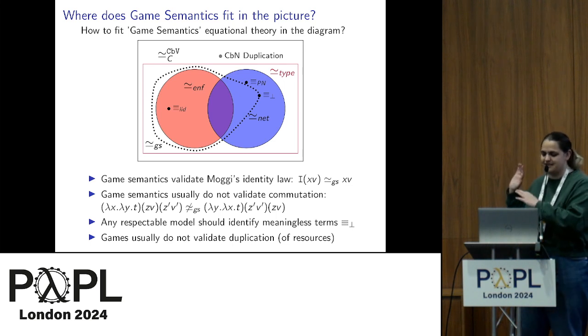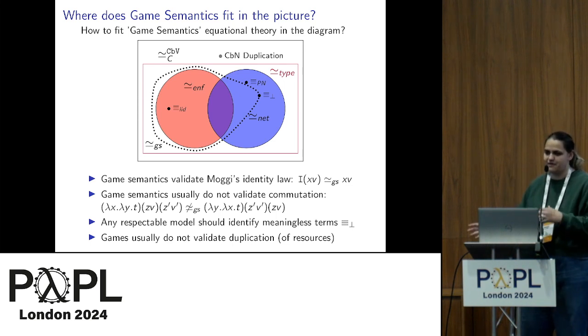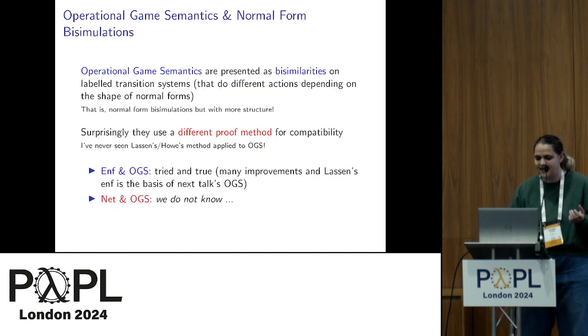But these are really guesses, and less well followed. There are no proofs on here, whereas the first part of the talk was more worked on. And operational game semantics, I think, are a more structured version of normal form-based simulations. There are a lot of connections, and I think people usually use the terms interchangeably.